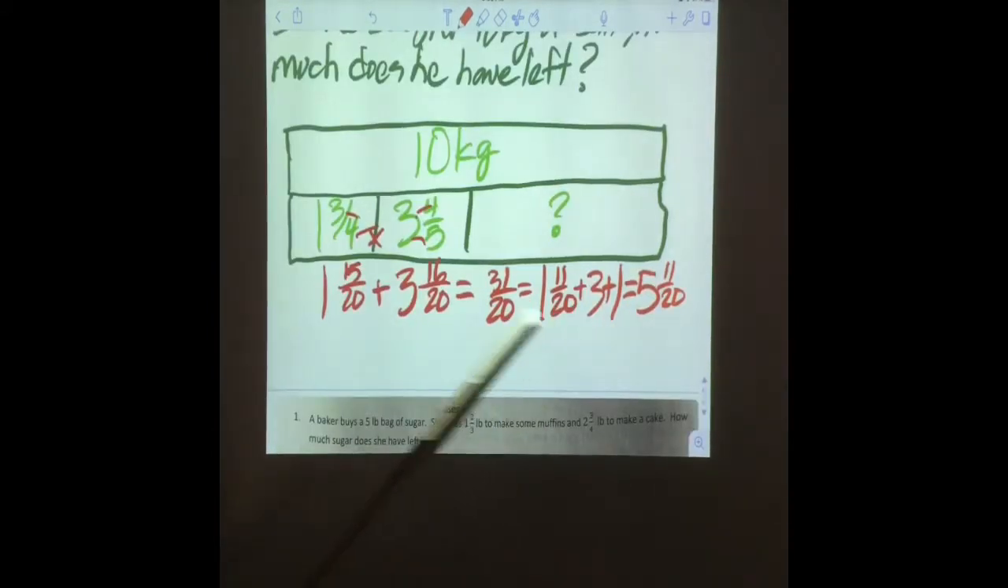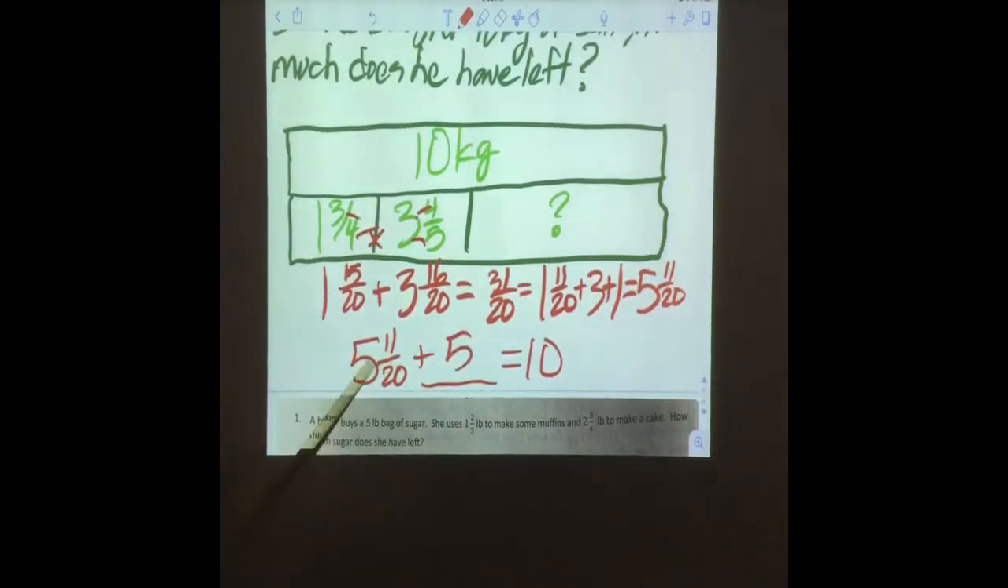We have 5 and 11/20, and we want to get to 10, and we're trying to add to find out what that mystery number is to get to 10. Some of you are saying, hey, we can just add 5. 5 plus 5 is 10 and 11/20. Oh, bummer. That's too big. We can't do it. So it's going to be less than what? 5. What's less than 5? A 4. Right. So how do we make this into a whole?